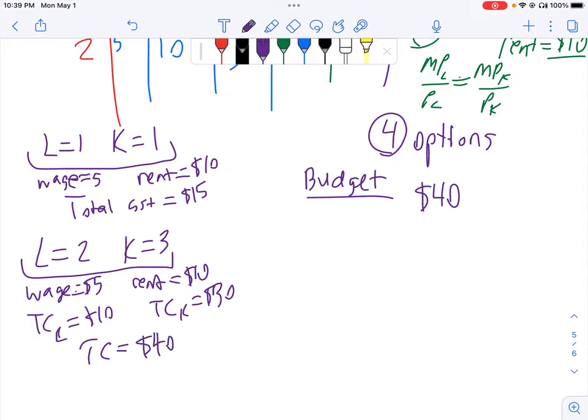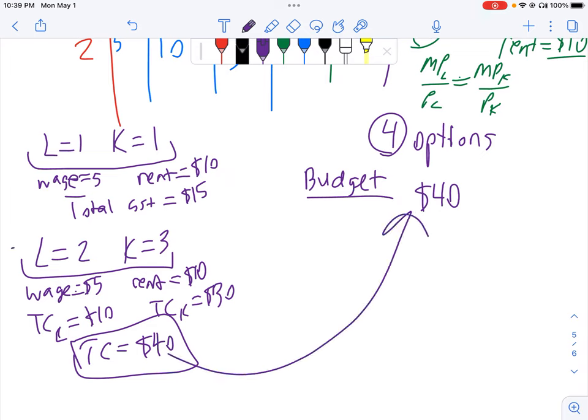If I have 2 labor and I pay them $5, the total cost is 10. It's 5 times 2. And then the total cost for the capital is 10 times 3. So my total cost is 30. If I add these together, it's going to be 40. The total cost from capital is 30. Total cost from labor is 10. So my total cost is 40. Am I maximizing my budget? Yes. Is this the best option? Yes.